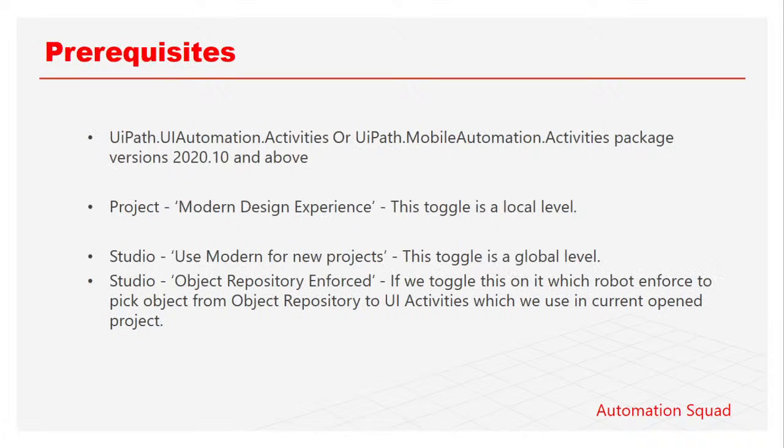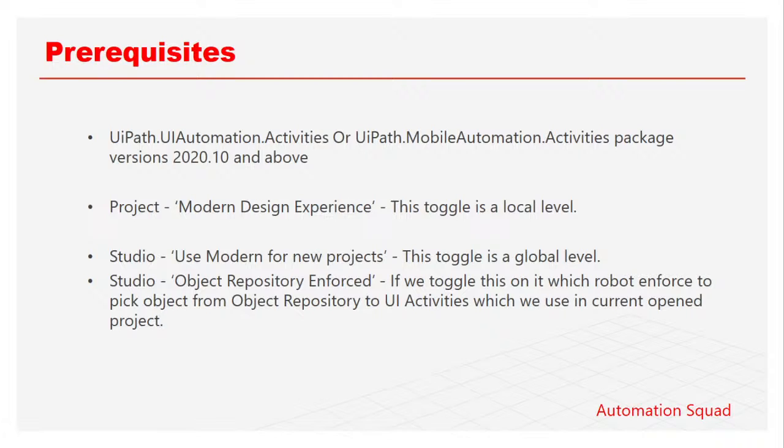Before getting into the object repository, we must have a couple of things as prerequisites. When it comes to managing packages, it must have UI automation or mobile automation. Why? Because these objects are basically selectors, and selectors we get only over desktop, web or mobile automation. That's the reason these two packages allow a robot to get the object repository.